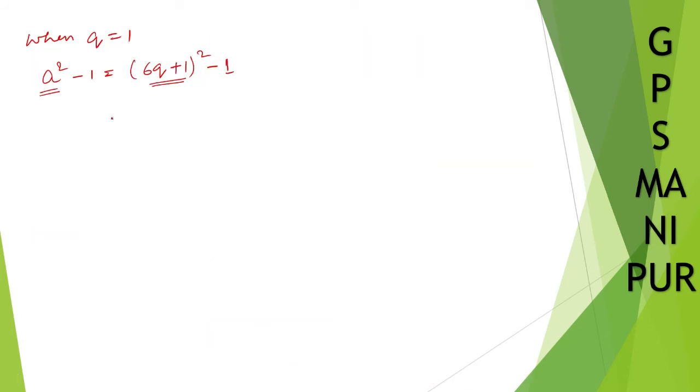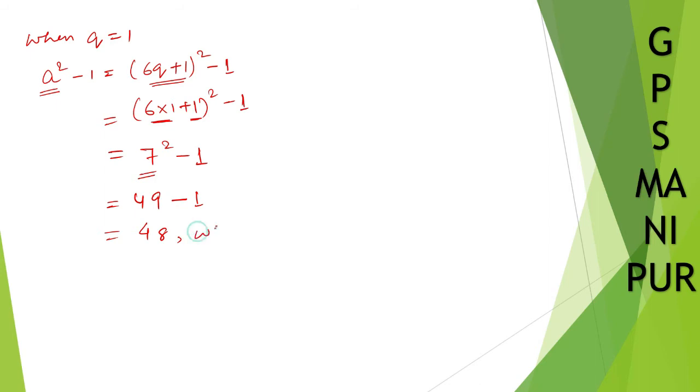Instead of Q put 1, so it will be (6 × 1 + 1)² - 1. 6 × 1 = 6 + 1 = 7. 7² - 1. 7 × 7 = 49. 49, this is +1 or -1? -1, yeah. So 49 minus 1, which is 48. This 48 is also divisible by 24. Okay, now one more.